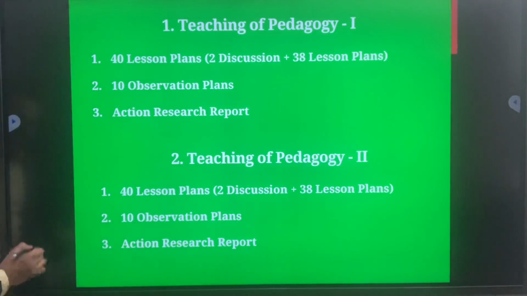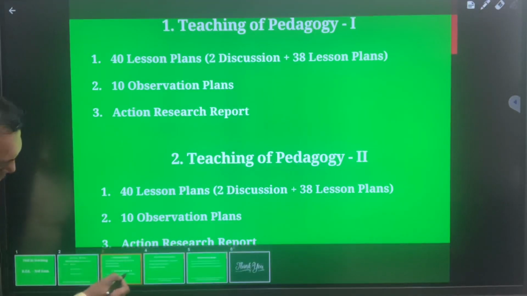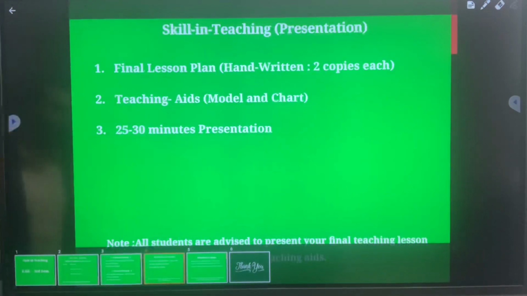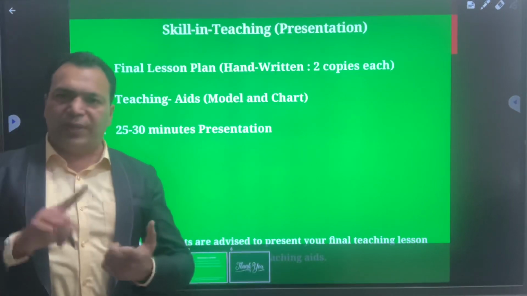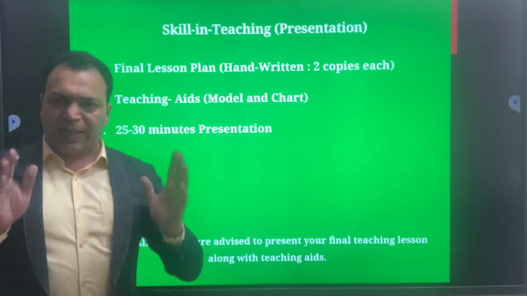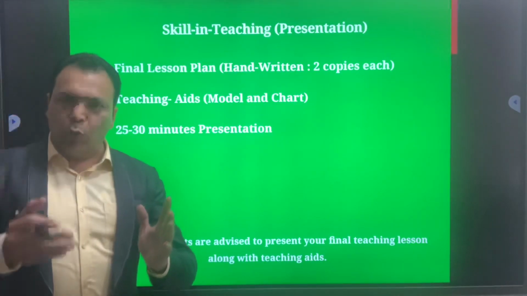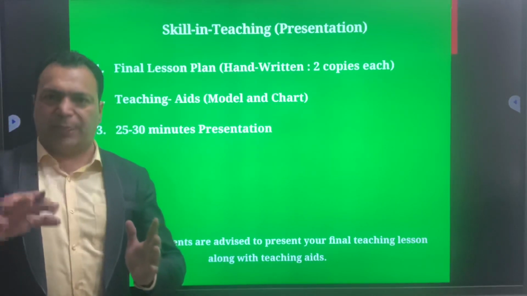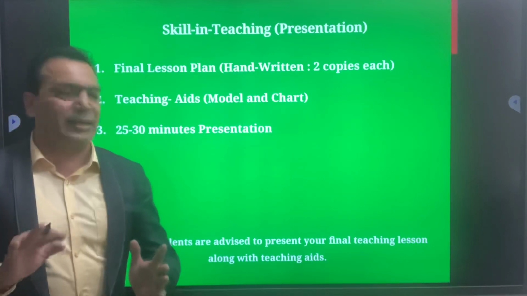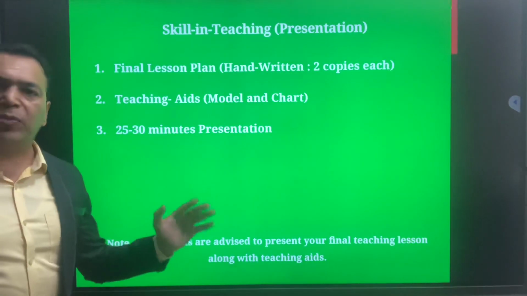And next is your third slide. This is your final lessons plan, right? You have to present your final lesson plan along with the teaching aid, and final lesson plan, it should be of the 2 copies each of your lesson plan. One is checked by the internal and external examiner, and last it should be of 25 to 30 minutes.